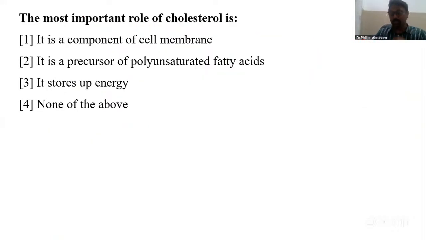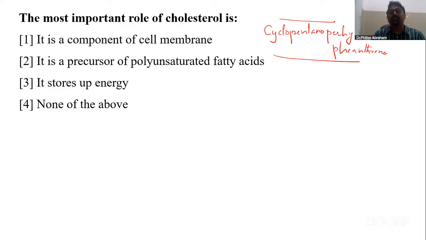Next, about cholesterol. Cholesterol has a ring; please note that it has a ring called the cyclopentano perhydro phenanthrene ring. Any steroid contains this ring. Okay.